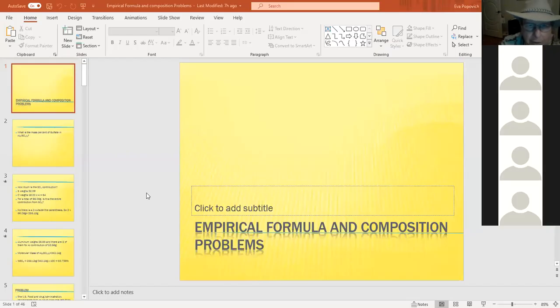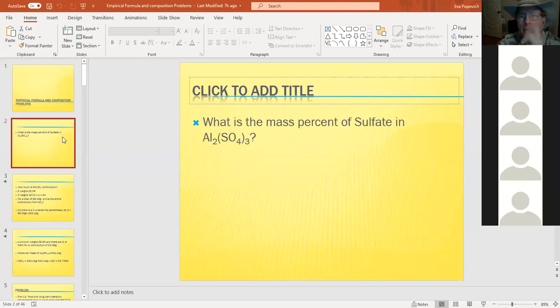Is everybody seeing the screen that says empirical formula and composition problems? Yes. Good, Rebecca. What is the mass percent of sulfate in aluminum sulfate? How are we going to solve this problem, Rebecca?